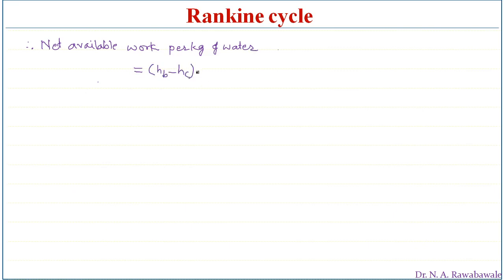Out of that, pump work is subtracted. So pump work is given by VW into P1 minus P2 into 100, or in short we can write it as HB minus HC minus pump work WP. So we can call this equation number 4. Equation number 4 gives us net work done.